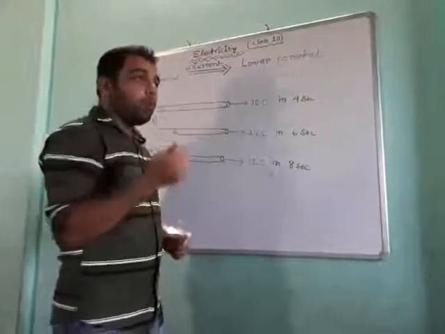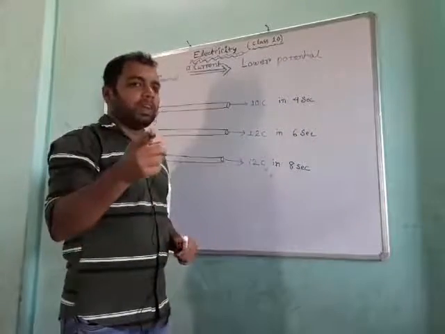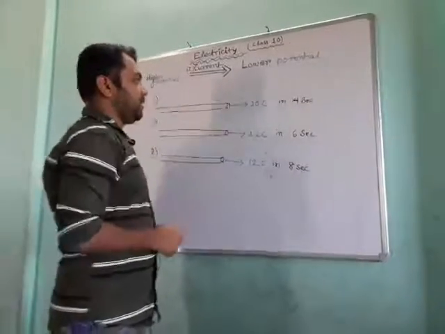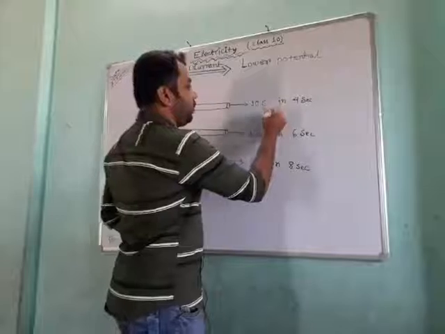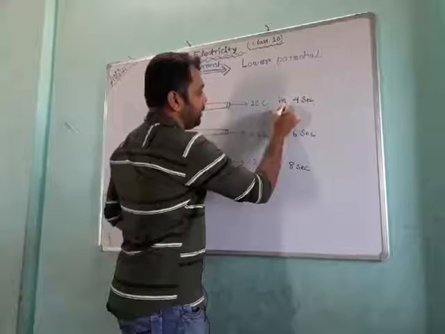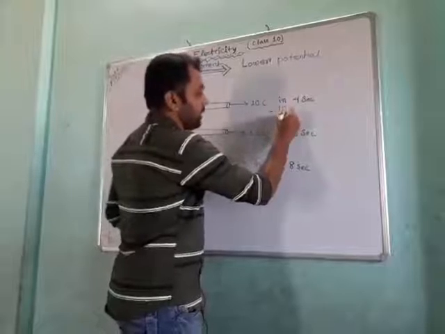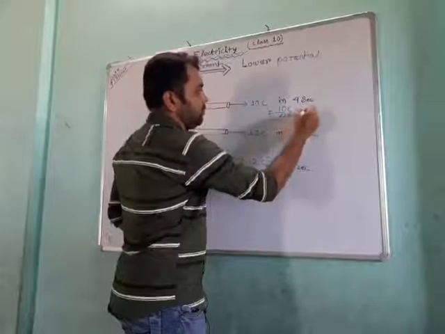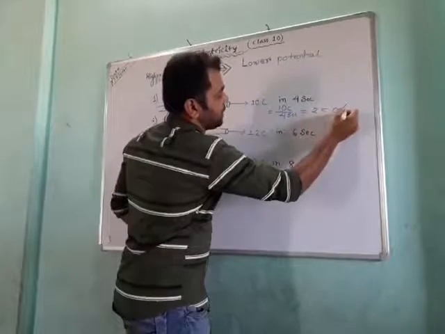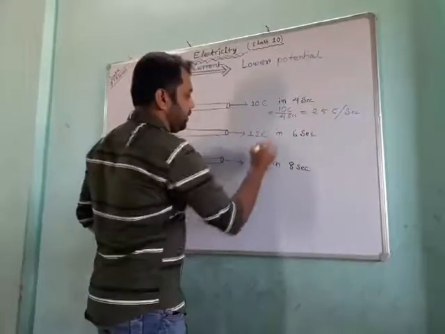We have to count how much current is flowing in 1 second. Make it clear, we have to count how much current is flowing in 1 second. So we can easily calculate it. We write 10 coulomb divided by 4 seconds. So we get 2.5 coulomb per second.